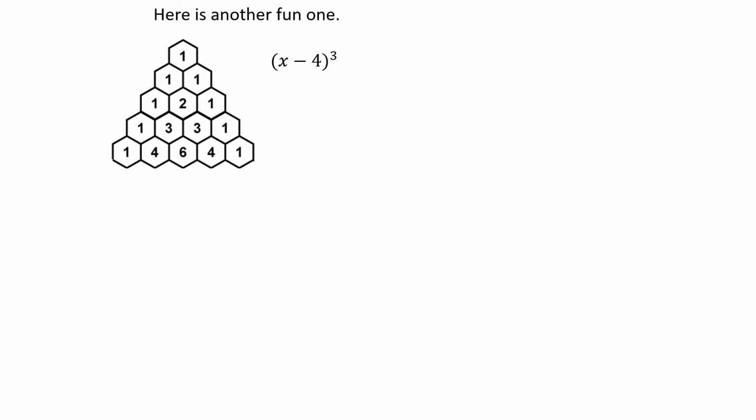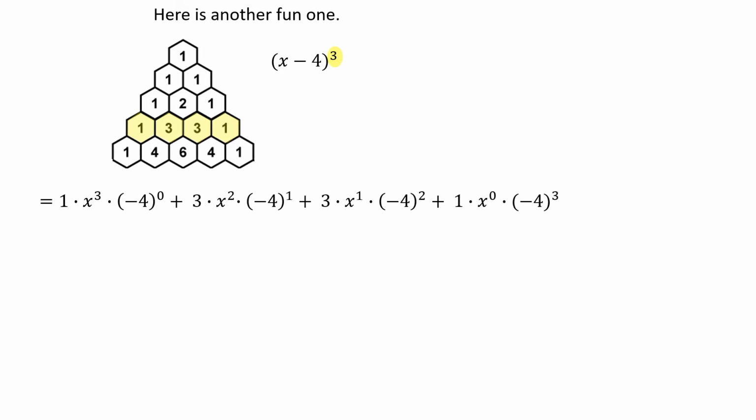So again, I'm thinking, hey, if the exponent's a 3, that means 3rd power. I'm going to look at row 3. I'll need that 1, 3, 3, 1. From the left, I'll need x to the 3rd, x to the 2nd, x to the 1st, x to the 0. The negative 4 will run the opposite direction. Negative 4 to the 3rd, negative 4 squared, negative 4 to the 1st, negative 4 to the 0.